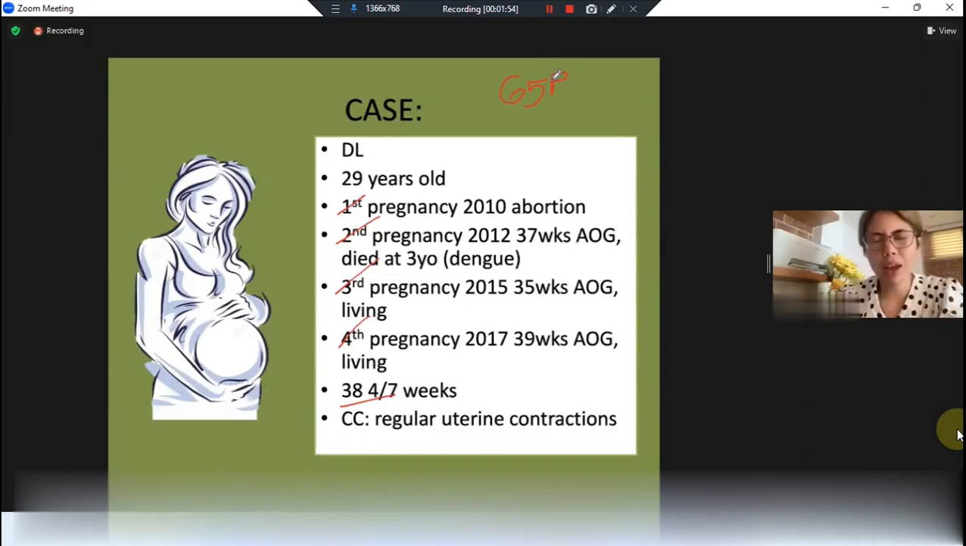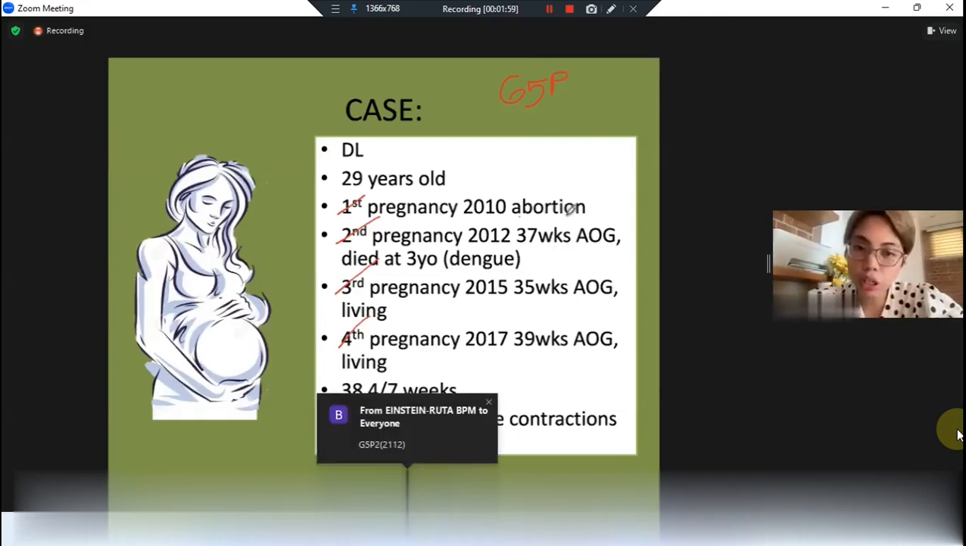Now, parity is any pregnancy that has reached 20 weeks onwards, so has reached viability. So did the abortion reach 20 weeks? Yes or no? Abortion, no. So that did not count. She had 37 weeks, 35 weeks, and 39 weeks. So she is para 3, because these are delivered babies.